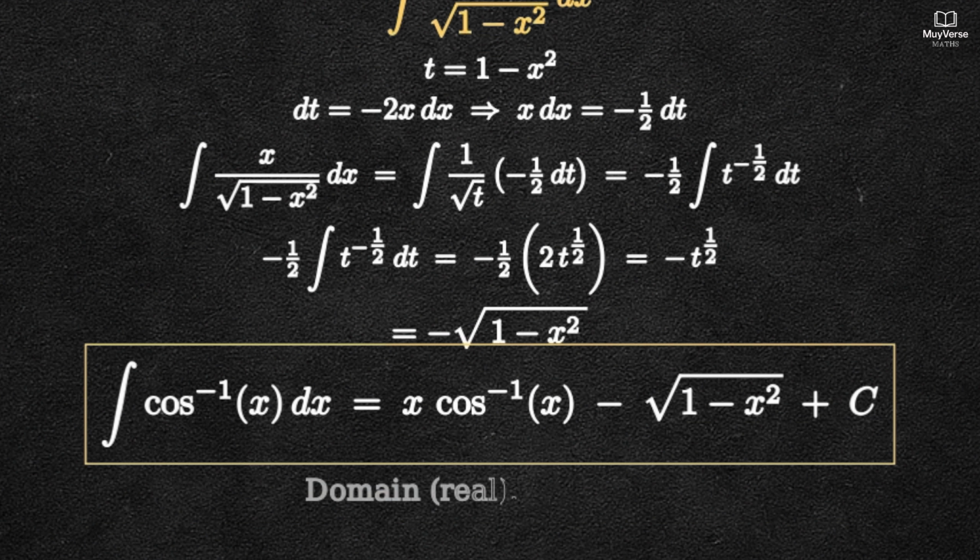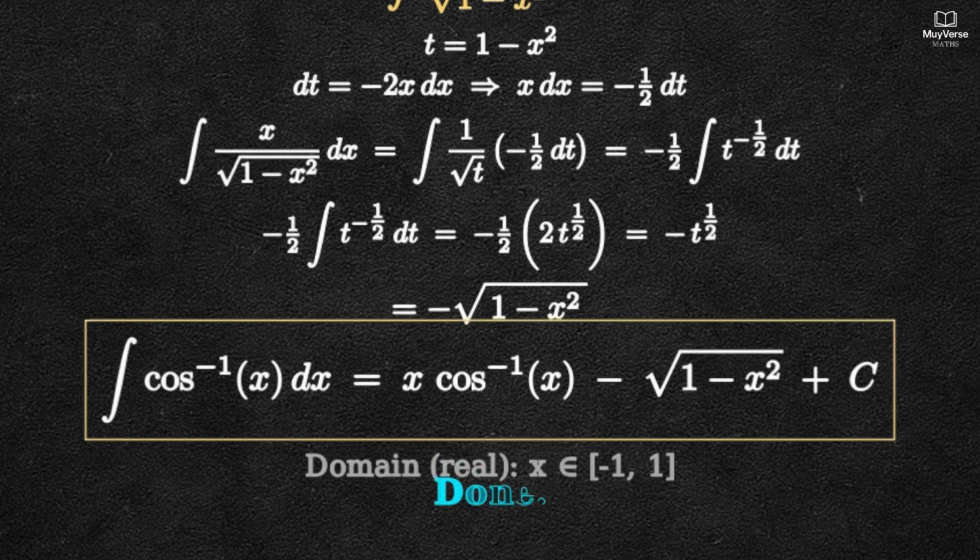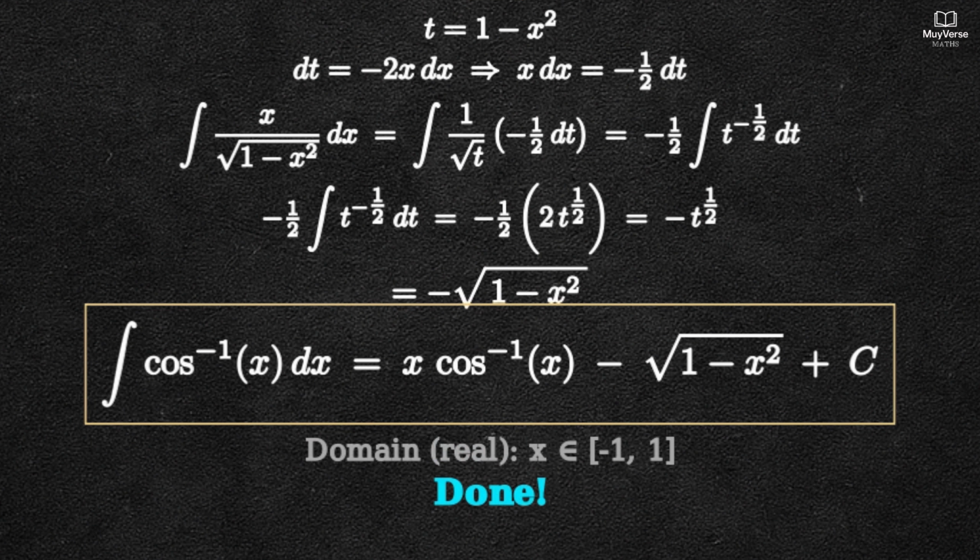A brief note on the domain. For real values, arc cosine of x and the square root require x between negative 1 and 1. That completes our detailed, step-by-step solution.